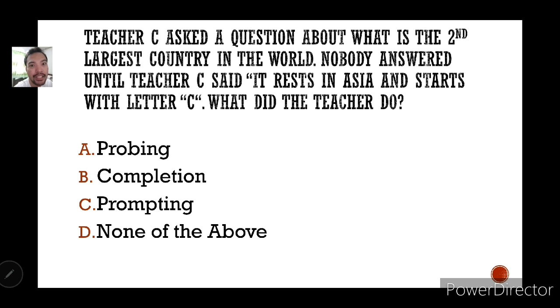Pasensya na kayo maingay. Okay, what is your answer? I will give you 30 seconds to think.